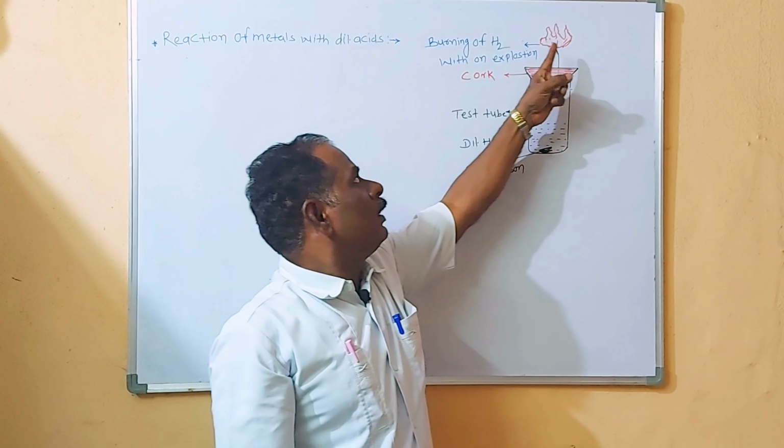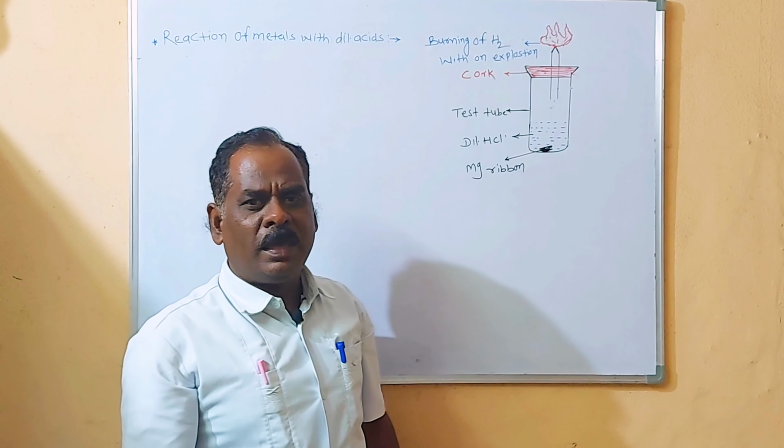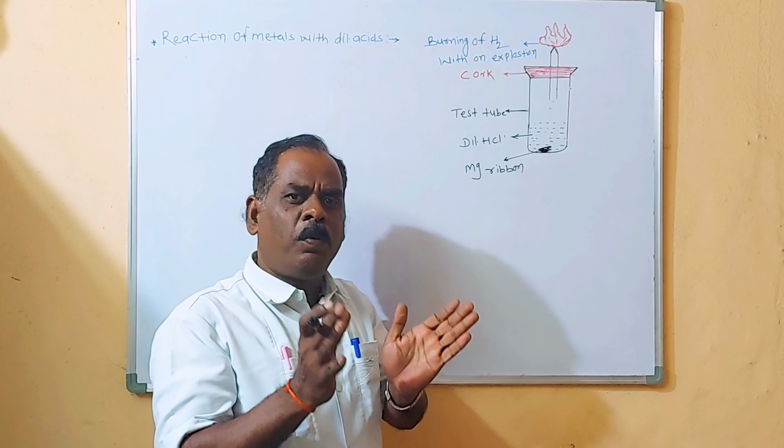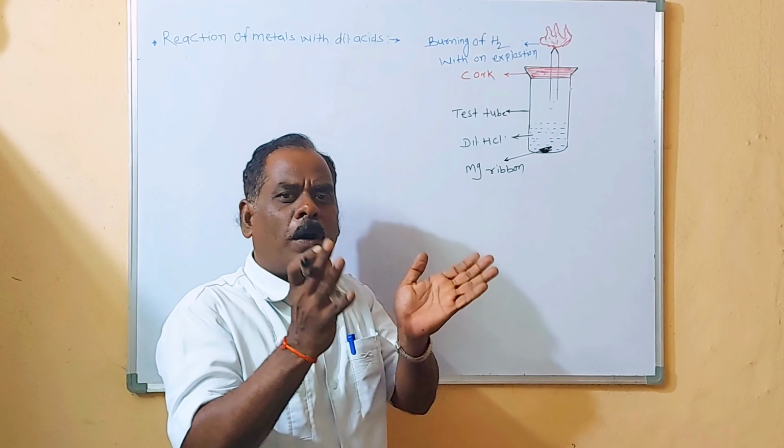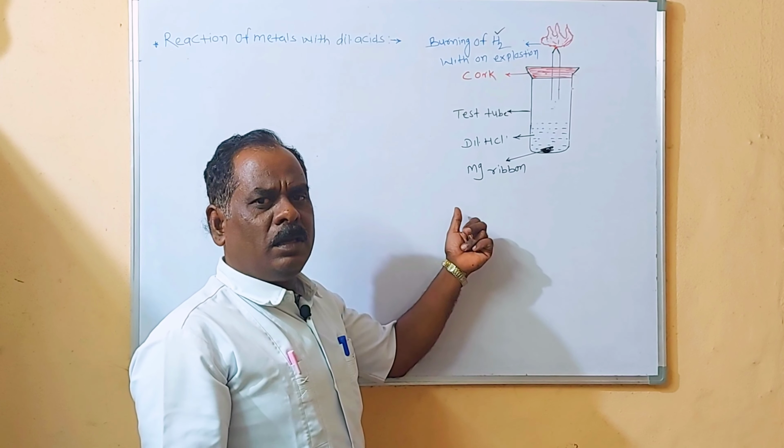You remember the property of hydrogen gas: it burns with an explosion or pop sound. On this property we conclude that the liberated gas is which gas? The liberated gas is hydrogen gas. Which type of reaction takes place in the test tube?